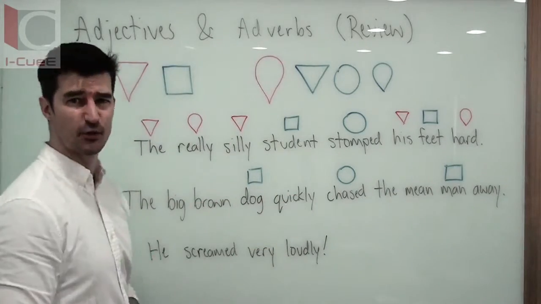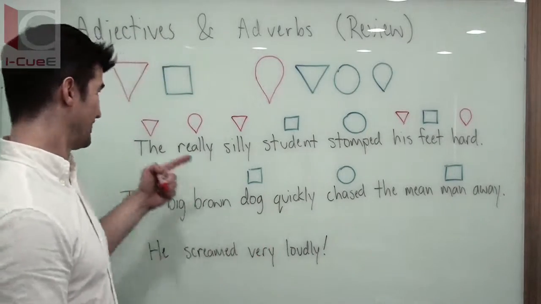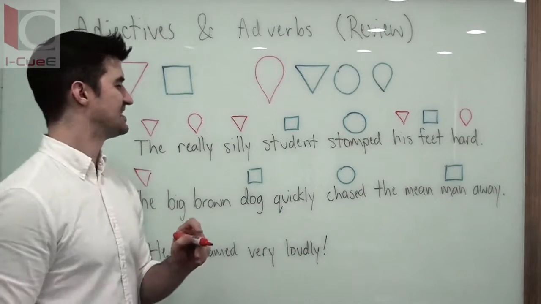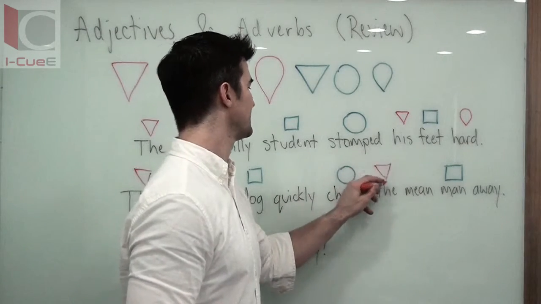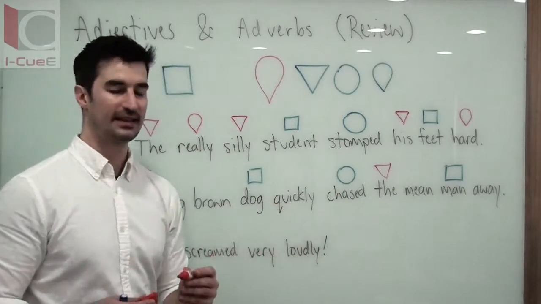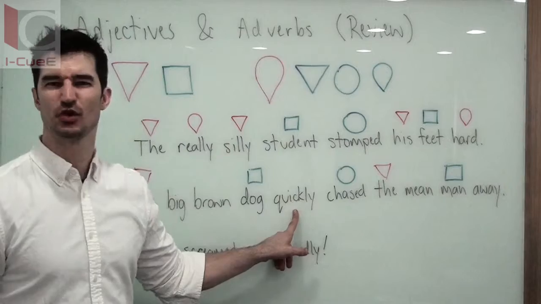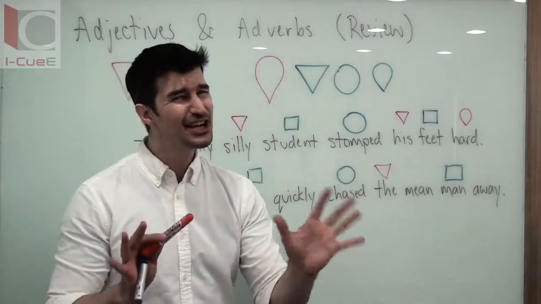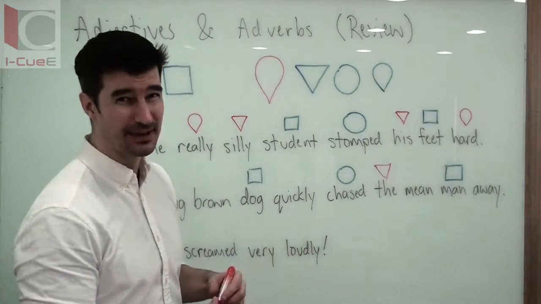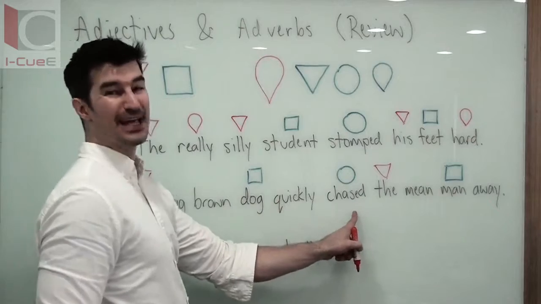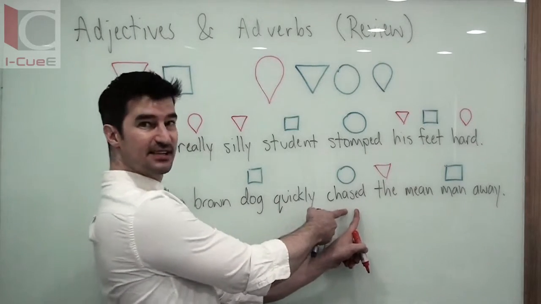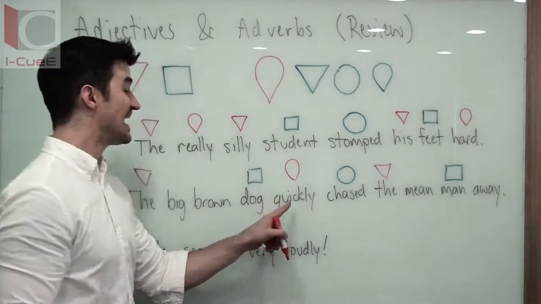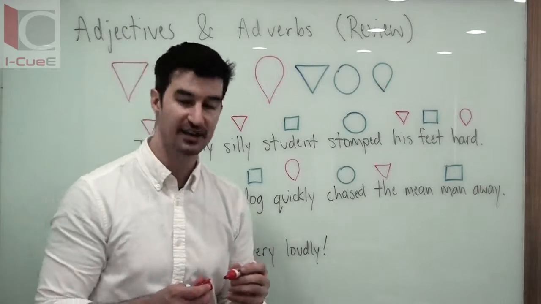Now, what about all these other words? You should already know that the is a kind of adjective called the definite article. And so we can fill in these triangles pretty quickly. What kind of word is quickly? Well, if you remember, ly is a really good hint that it's probably an adverb. And if we ask, well, how did the dog chase? The dog quickly chased. And we can see that quickly is the adverb describing how the dog chased.